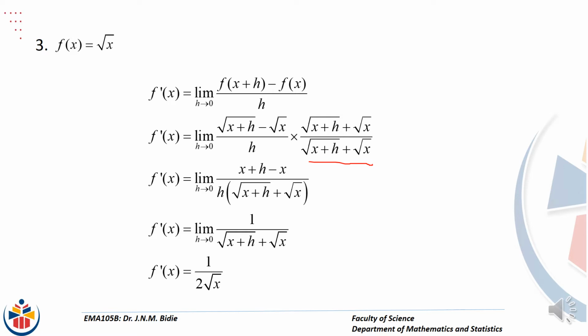So in my expression here, I've got x plus h minus x in the numerator. So that means I'll only have h as the numerator. So h and h will cancel out, leaving me with an expression that I can substitute the value 0 for h. And that's what I got, 1 over 2 square root of x. Please check and do those multiplications yourself.